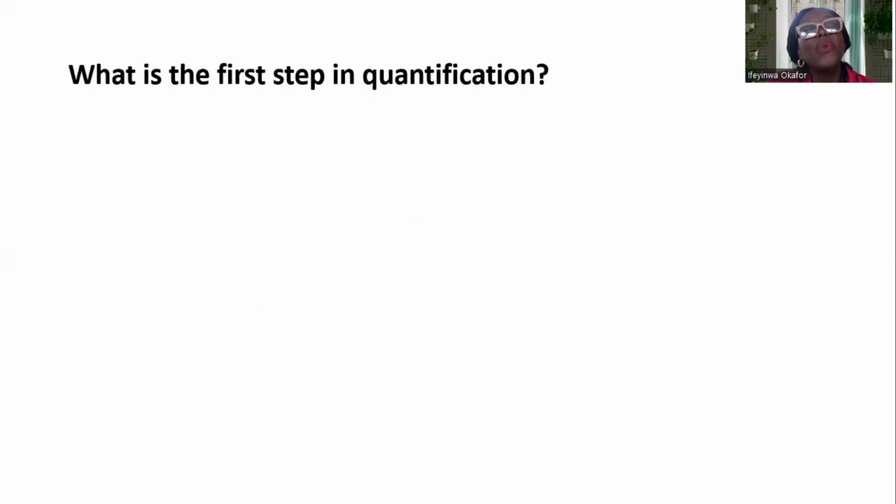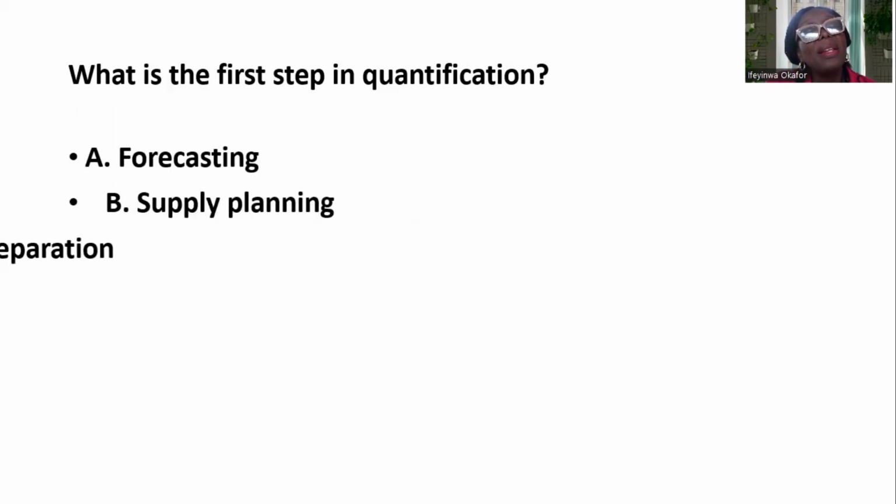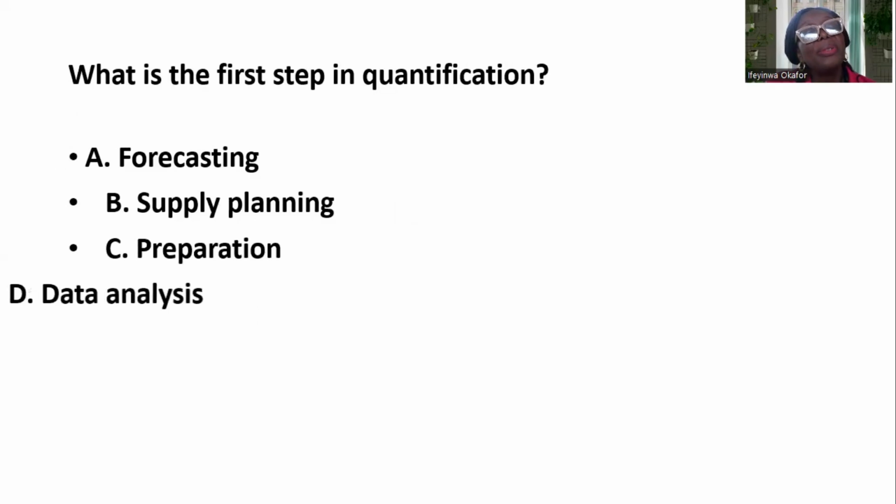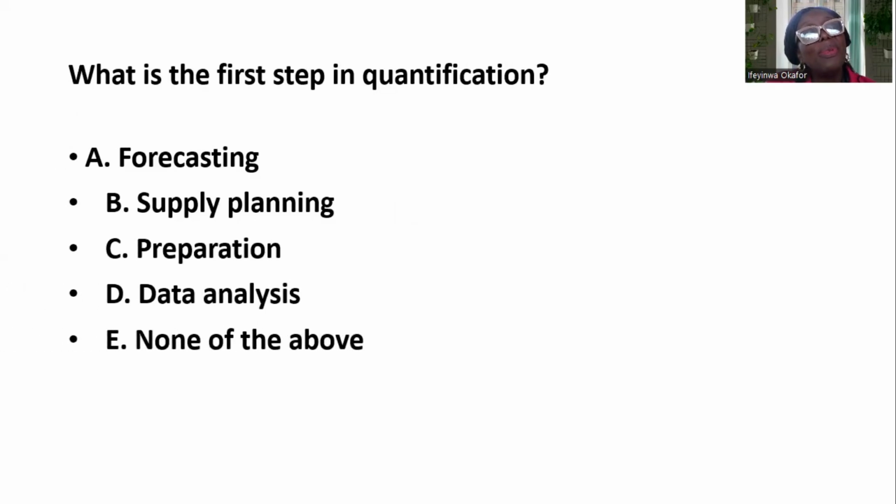What is the first step in quantification? We have forecasting, supply planning, preparation, data analysis, none of the above. And our answer is C, preparation. Preparation is the first step in quantification. We have three steps: preparatory step, forecasting, and supply planning. Okay?